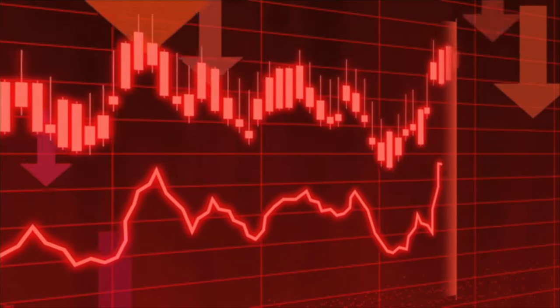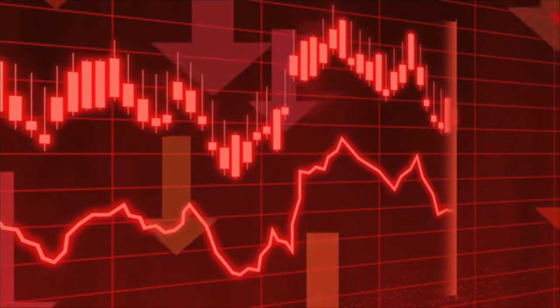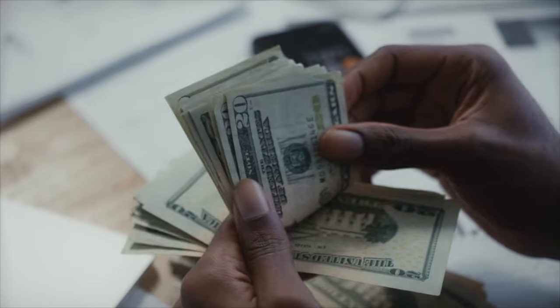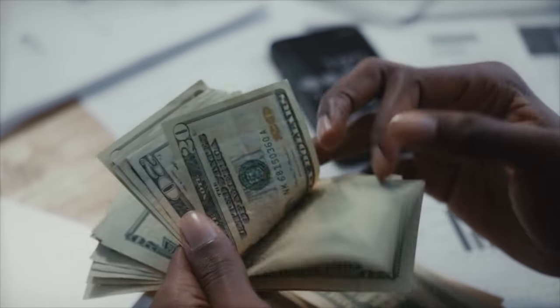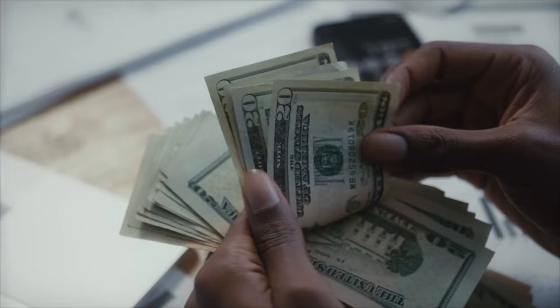The importance of risk and reward. Every trader must learn the balance between risk and reward. The market offers opportunity but also uncertainty. Even the best traders lose sometimes. What separates winners from losers is how they manage risk.